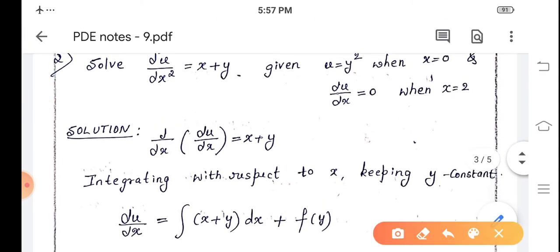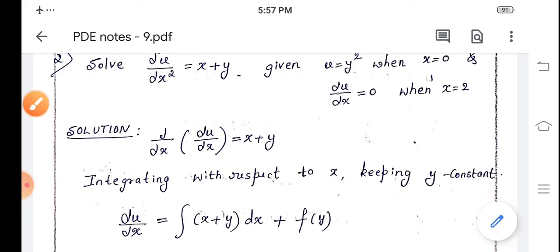We can write it as ∂/∂x of ∂u/∂x. It is a second order partial differential equation. ∂/∂x of ∂u/∂x equal to x plus y.